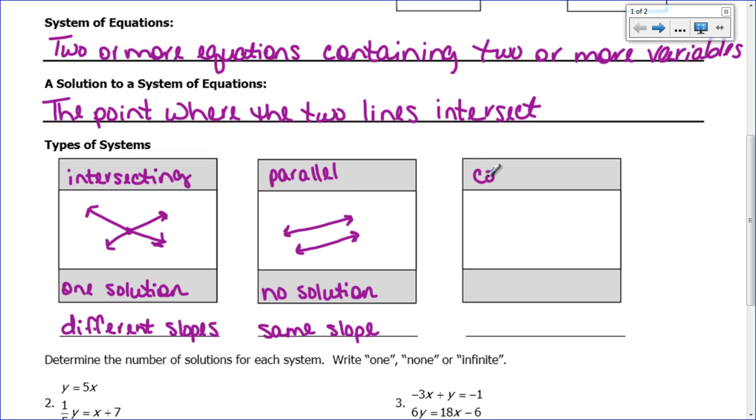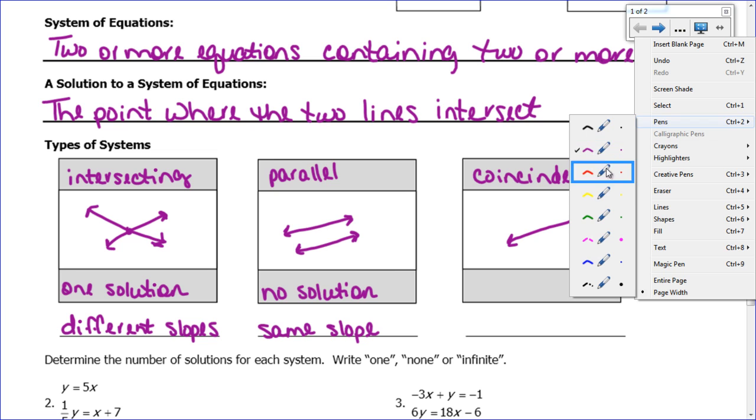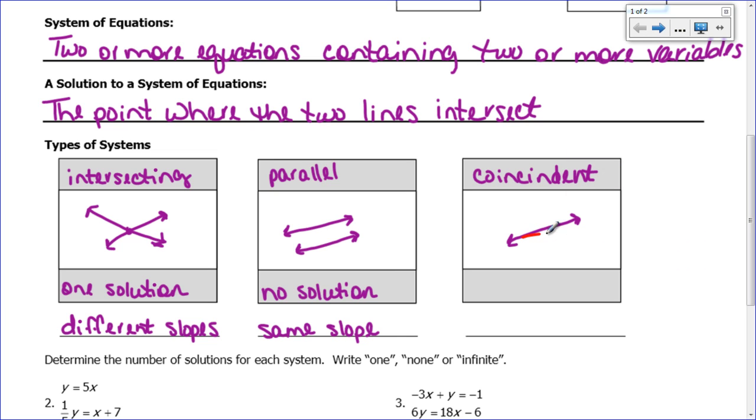The third kind of system is called a coincident system. It's when the two lines are really not two lines, but they're the same exact line. So when you graph them, they graph one right on top of the other, and they intersect everywhere because they're the same line, so they're always intersecting. When this happens, we say that there are infinite solutions. The way to tell if two lines are going to be coincident is they have the same equation. Every single part of their equation is identical, and that's how you'll know if there are infinite solutions.